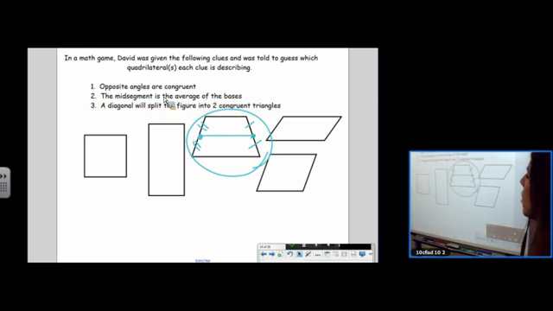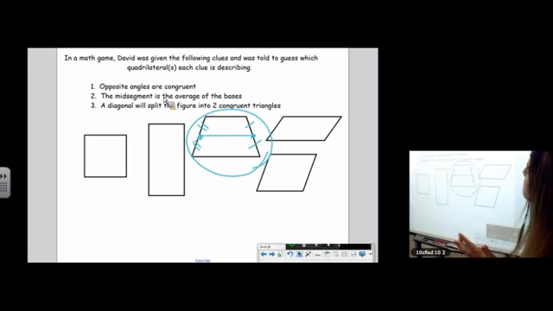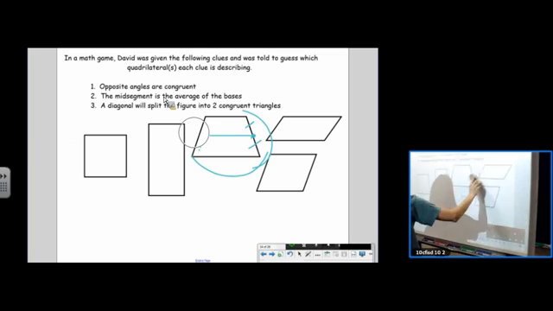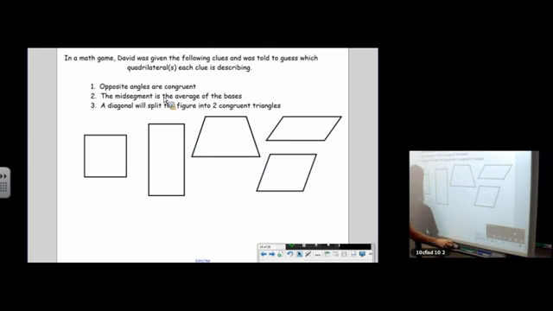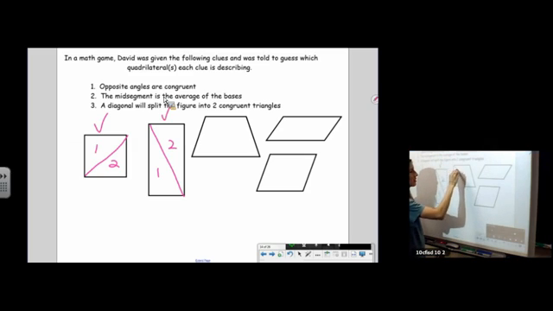Finally, which one will a diagonal, let's make sure we know what a diagonal is, split the figure into 2 congruent triangles? A diagonal will split the figure into 2 congruent triangles. What do you think? Triangle 1 congruent to triangle 2? I promise you, it is. What do you think? Does that triangle match that triangle? If you rotate it, I promise it does. What do you think?